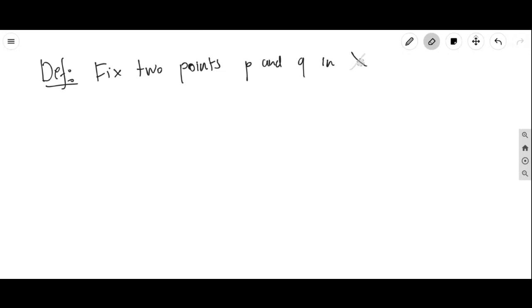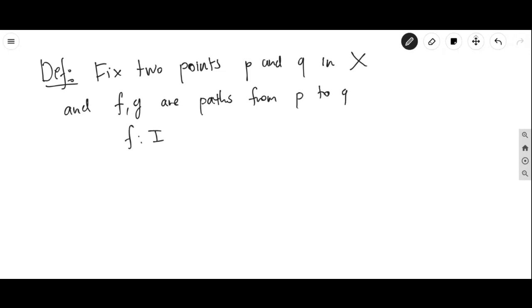So you have 2 points in X, and F and G are paths from P to Q. So F is a mapping from the unit interval into X, and G is a mapping from the unit interval into X. And at time 0, they're both equal to P, and at time 1, F and G are both equal to Q. So these are continuous maps. So you have 2 of them.